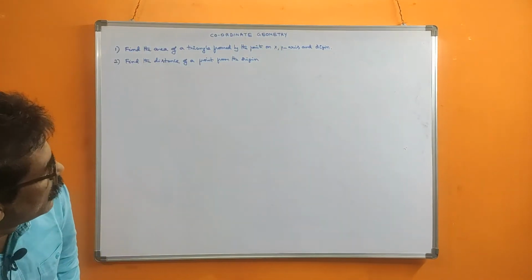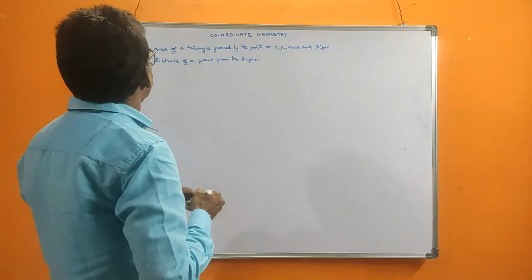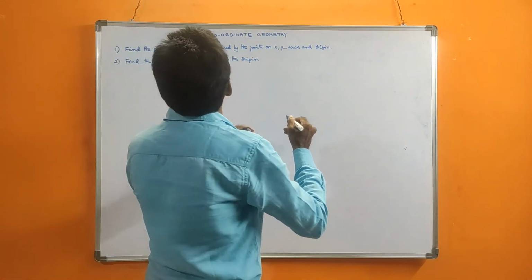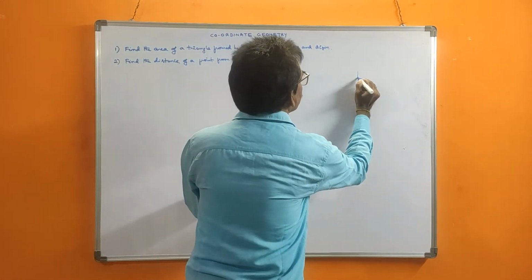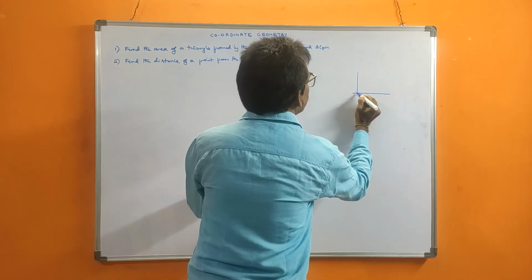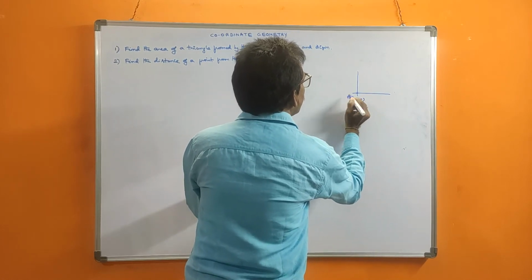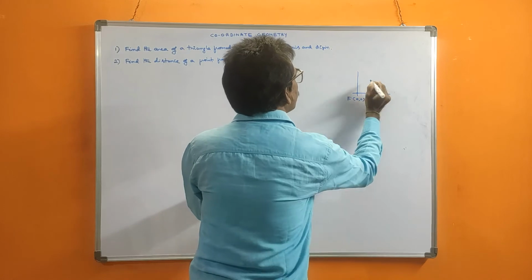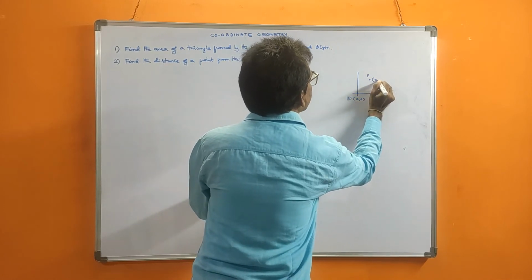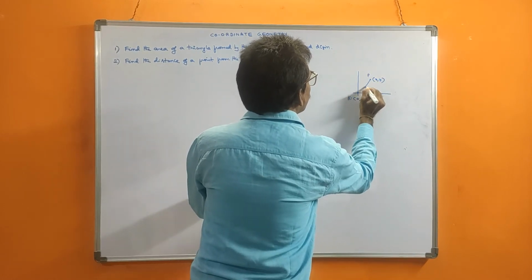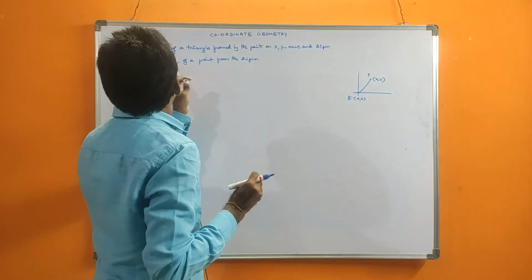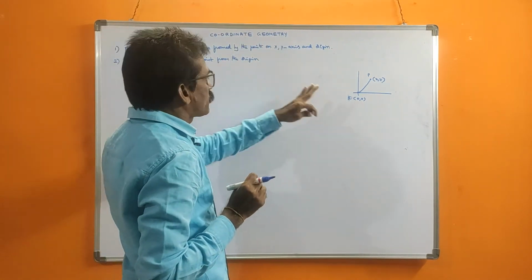Now see another simple one. Find the distance of a point from origin. So this is also a very easy one. So origin is there. This is 0, 0, suppose O. Origin means O, you write. Any point P, x comma y take. So he is asking find the distance of a point from the origin.